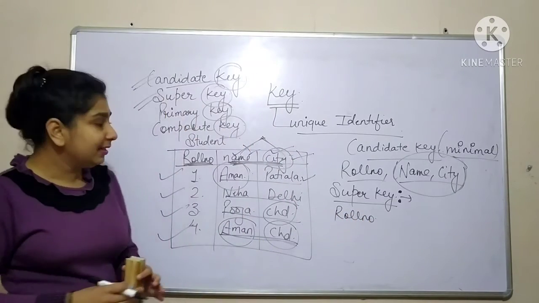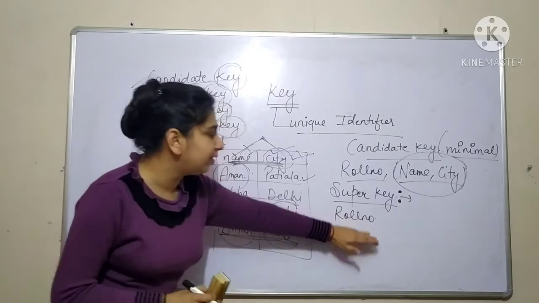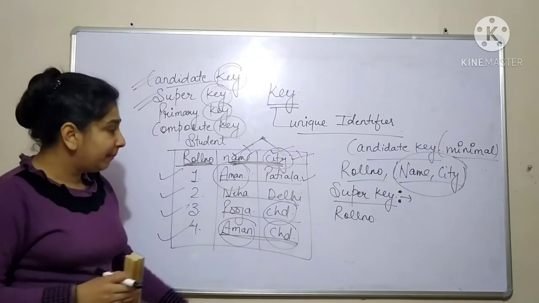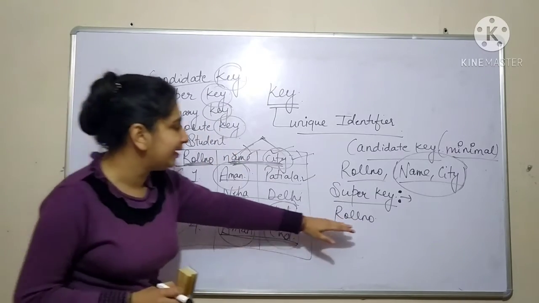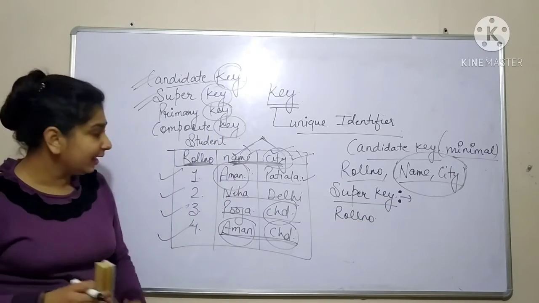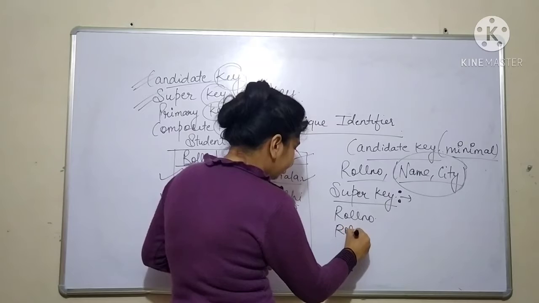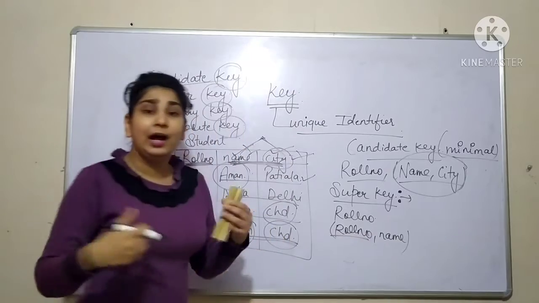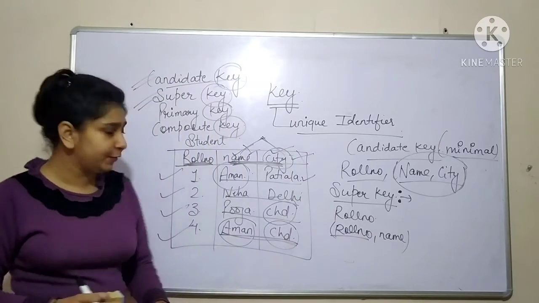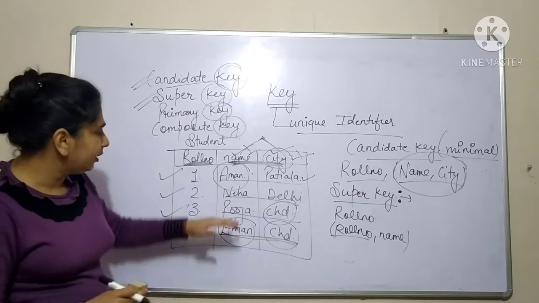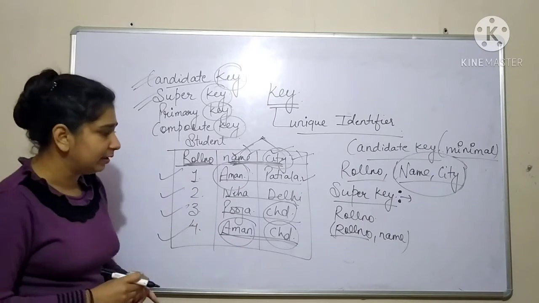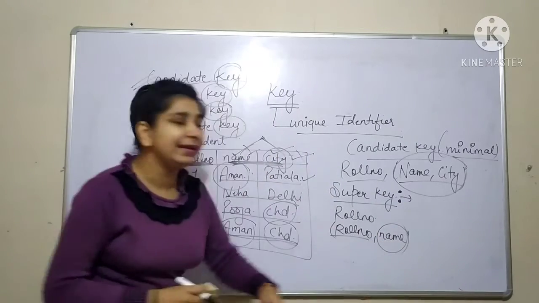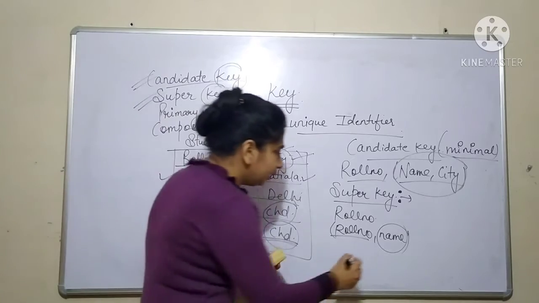Okay, and you can add any number of attributes to this key. Okay, this is the minimal key, but you can add any number of attributes with it. Okay, so if I say roll number and name, only roll number is enough to uniquely identify each and every record of the table. But if you are adding one extra attribute with it, it is going to become a super key.